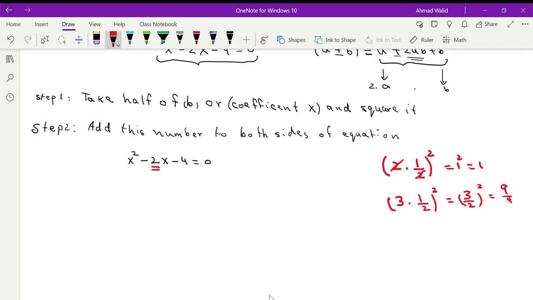Another example, I'll explain all the conditions for you because you will deal with different types of them. For example, the coefficient of x was a fraction, like let's say 3/5. How do we take half of b now? Multiply it by 1/2. Always multiply it by 1/2, correct?